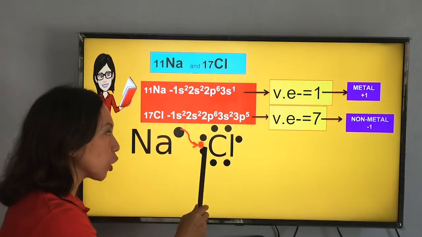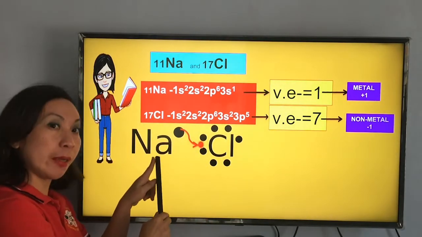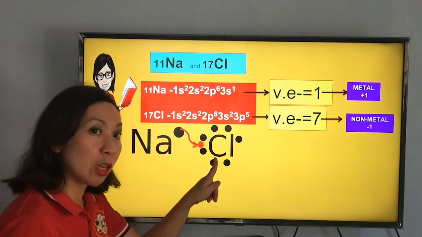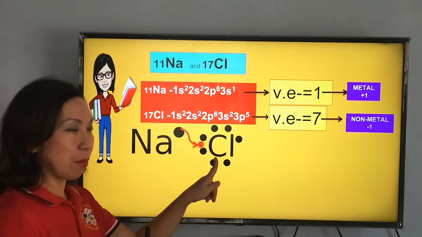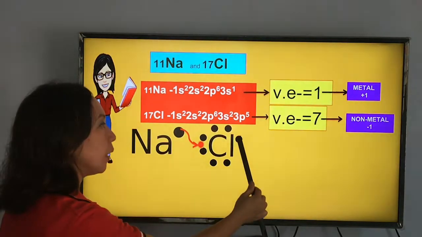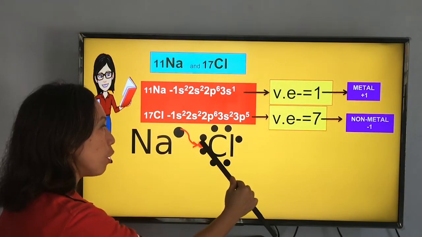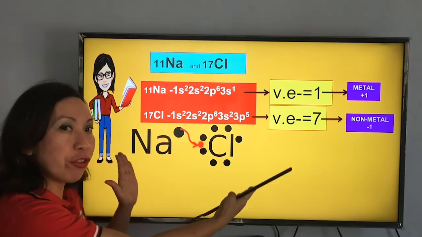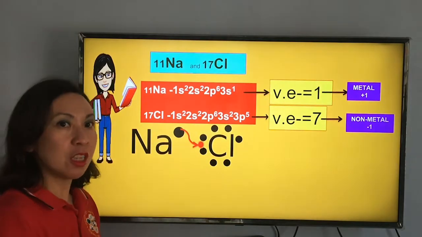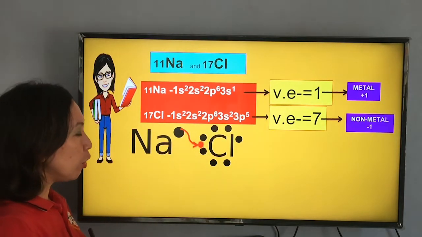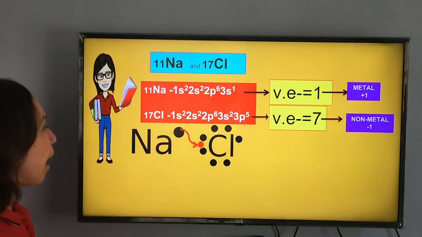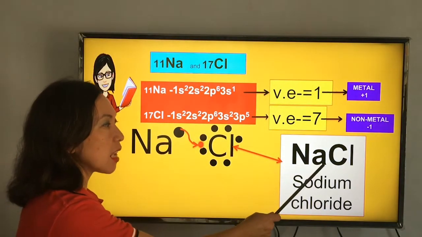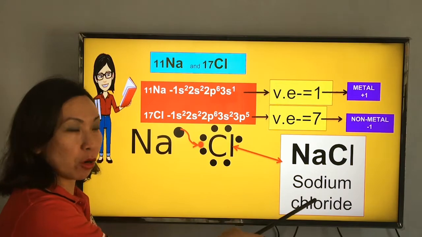Nung na-transfer na siya, let's check. Stable na ba si sodium? Yes, kasi nag-lose na siya. Stable na ba si chlorine? Yes, stable na. Kasi ilan na siya? 1, 2, 3, 4, 5, 6, 7, 8. Both of them are stable. So, we can conclude that if we combine sodium and chlorine, we can form NaCl or sodium chloride.